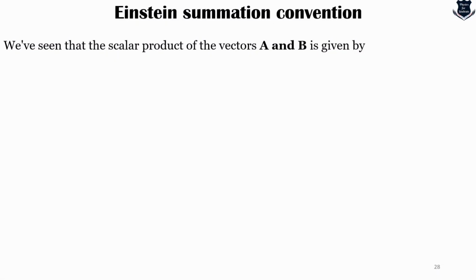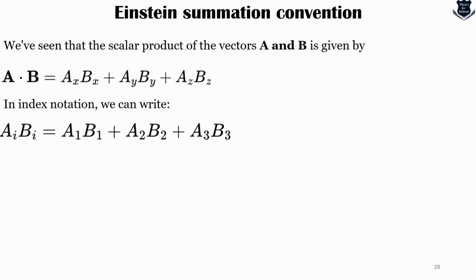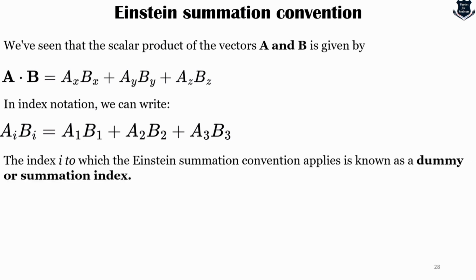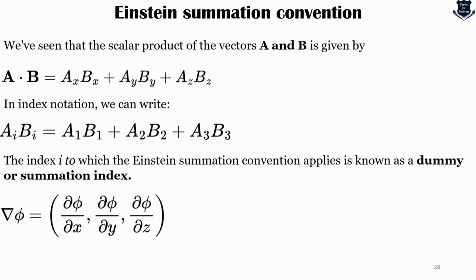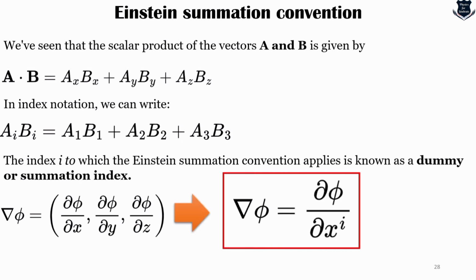Okay, we have seen that the scalar product of the vector is given by something like this, right? So in index notation, obviously we can write it, and it looks much cleaner, and the index i to which the Einstein summation convention applies is known as the dummy index. So we have seen this scalar gradient. Now we can write it in a much clearer manner. This one, right? This shows the convenience, avoiding too much cluttering of mathematics and notations, and we will use this Einstein summation convention in the next video to come. And obviously the value of i goes from 1 to 3 and so on.